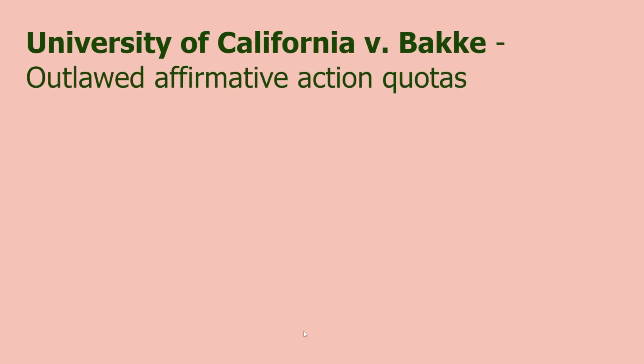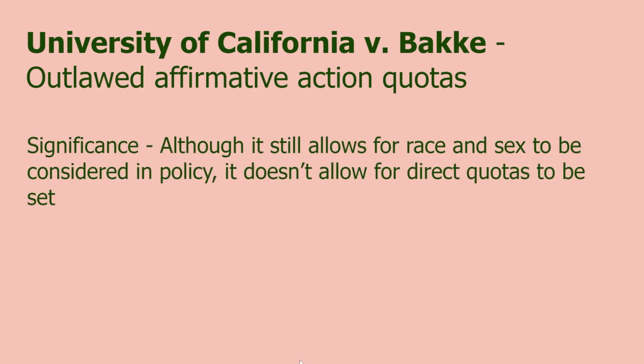University of California v. Bakke outlawed affirmative action quotas. Although it still allows for race and sex to be considered in policy, it doesn't allow for direct quotas to be set. Basically, this ruling allows colleges and other institutions to take race into account and to pass policies within the organization that promote racial equality and racial equity. However, it doesn't allow for quotas to be set.